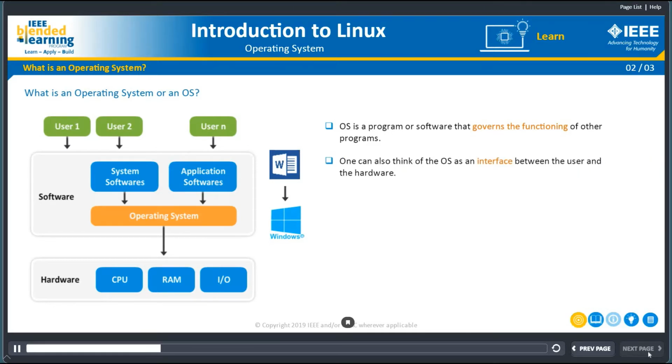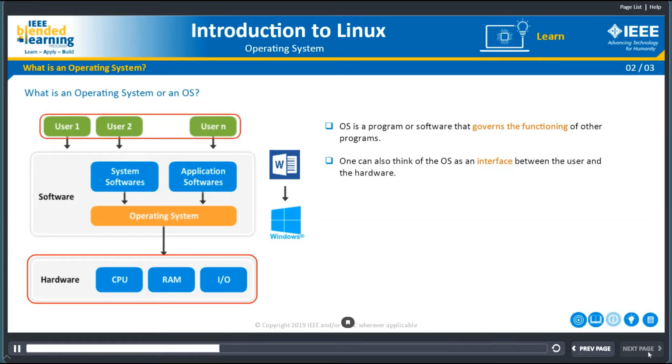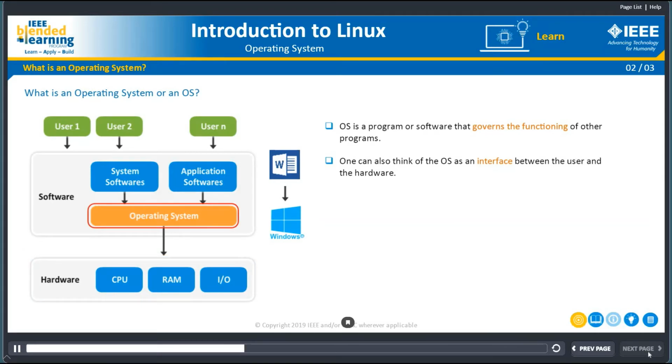One can also think of the OS as an interface between the user and the hardware. Whenever a new hardware is connected to the computer, the functionality, registers, and ports of the hardware should also be known. The user is not likely to know this information. Therefore, the OS makes sure that all this data is available to the user.